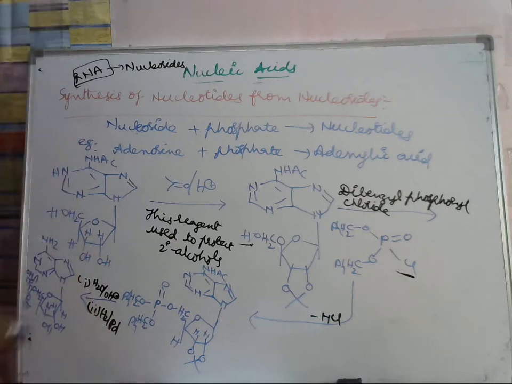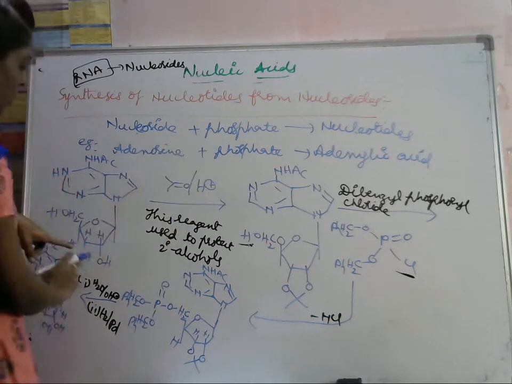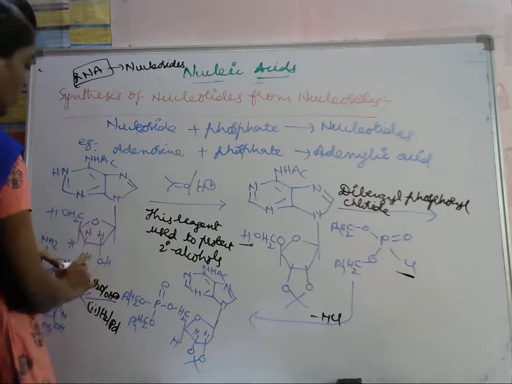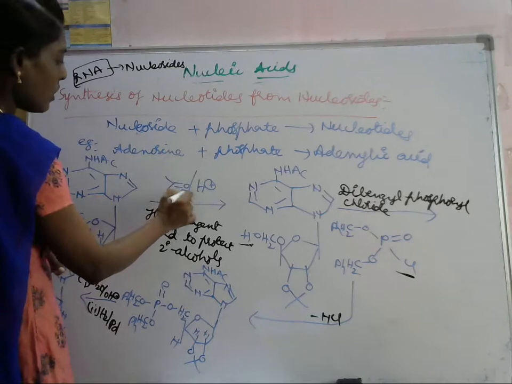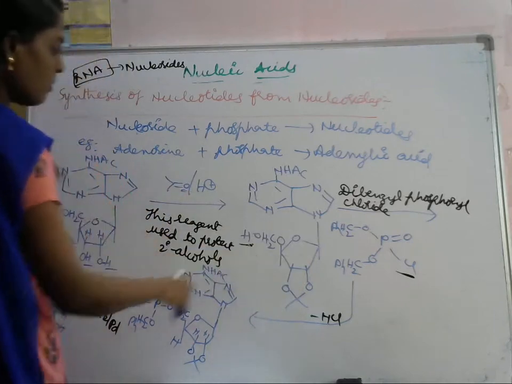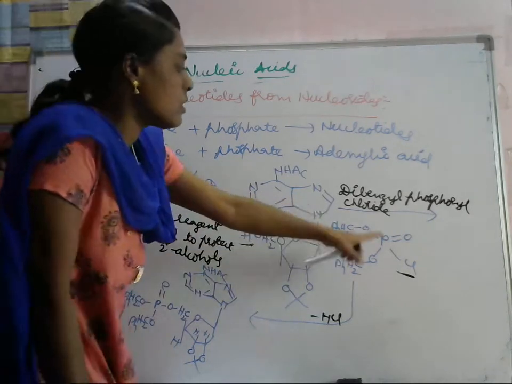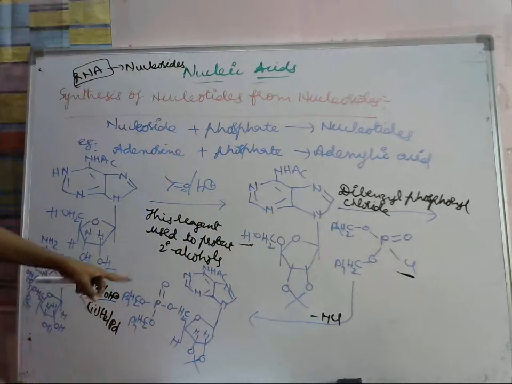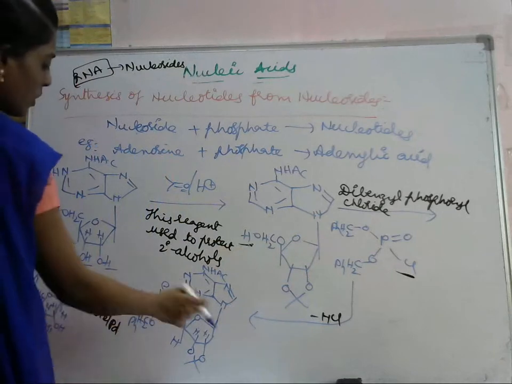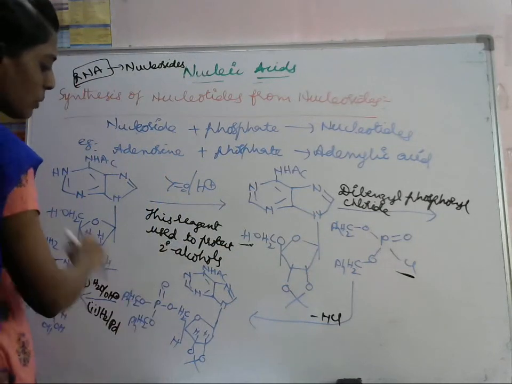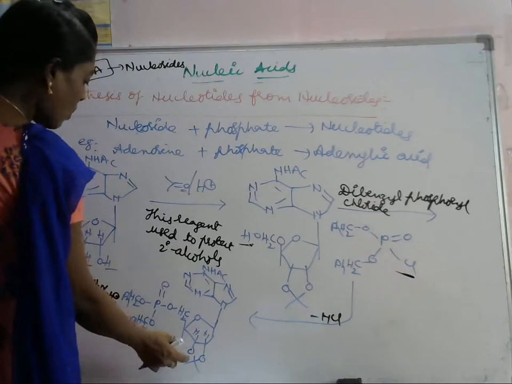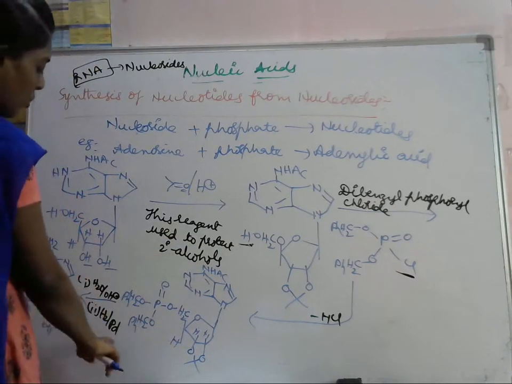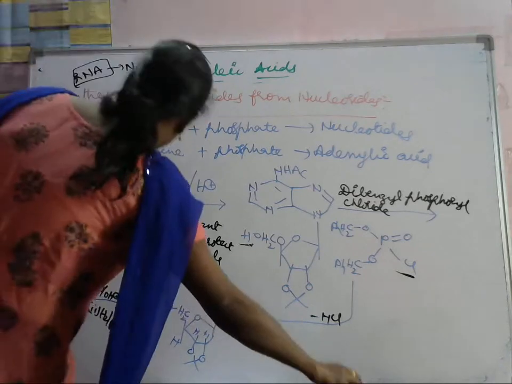Just note down first, this will be protected. We have to protect these groups. These groups, if treated, remove hydrogen molecules and water molecule and form this. And next, if it is treated with this dibenzyl phosphoryl chloride, this Cl and H will be removed. So a phosphate group is added to this one. Next we have to deprotect all these groups, so we use base hydrolysis as well as H2 palladium.